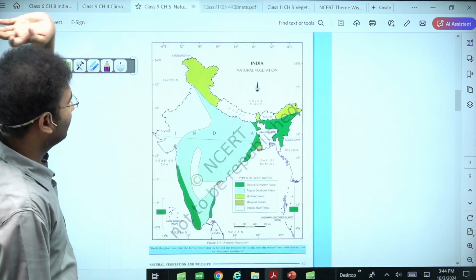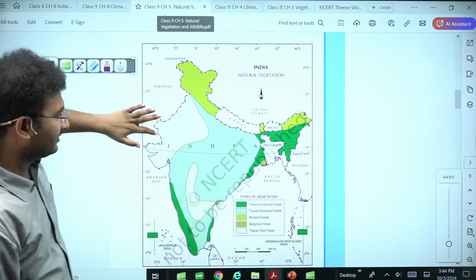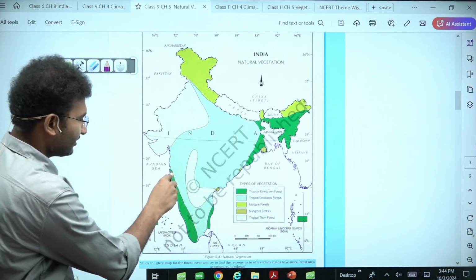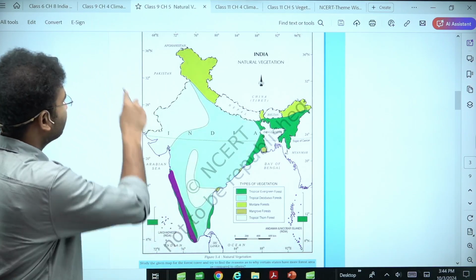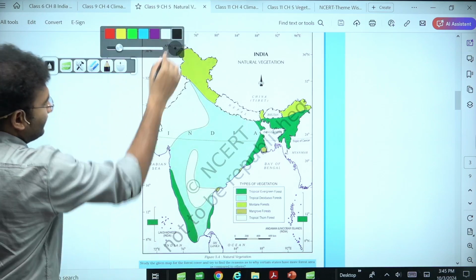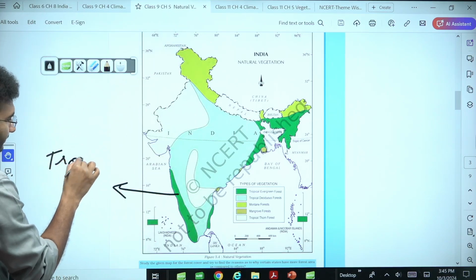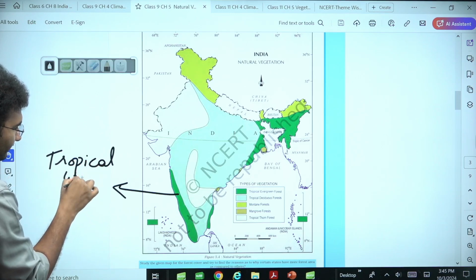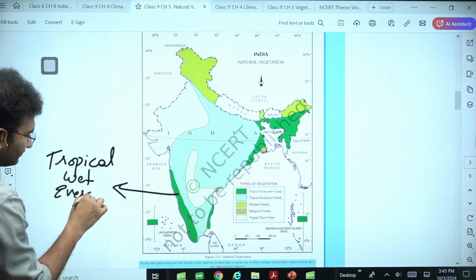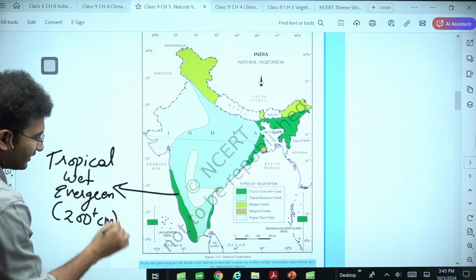But come to the natural vegetation which I wanted to show you. Look at the maps here. You already know these are the areas which are receiving rainfall of 200 plus centimeters. Now what kind of vegetation do you have here? This vegetation is tropical wet evergreen. How much rainfall? 200 plus centimeters of rainfall is there, right?